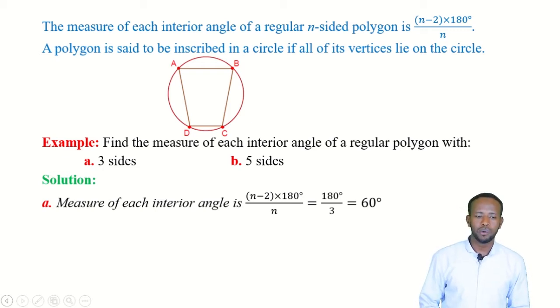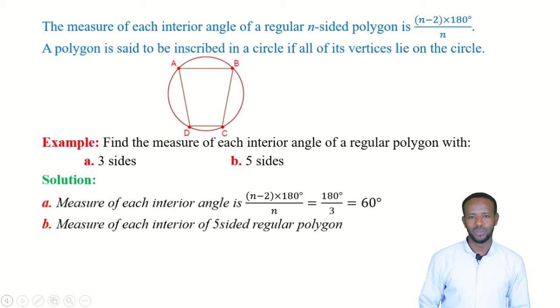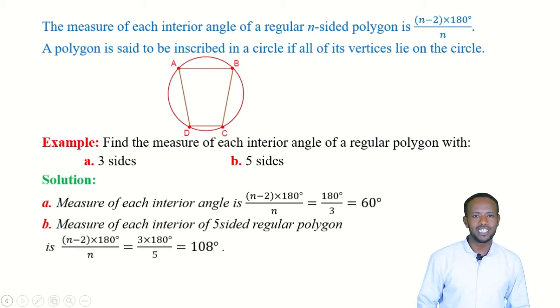B, measure of each interior angle of a five-sided regular polygon is obtained by what? It is equal to N minus 2 times 180 degree over N. In place of N, when we put 5, we will get 3 times 180 degree divided by 5, and this will become 108 degree.